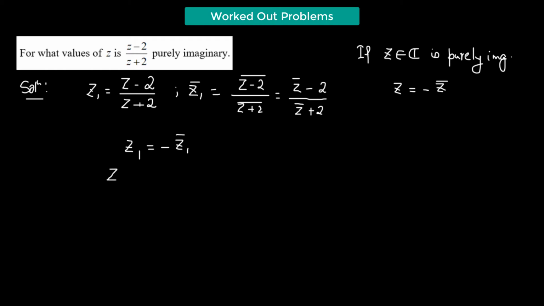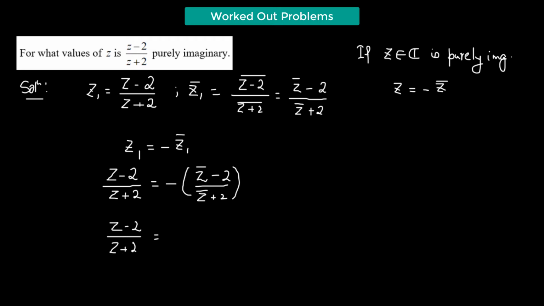So let us substitute the value. So we have (z - 2)/(z + 2) is equal to negative times (z bar - 2)/(z bar + 2). We can arrange this and we can multiply the negative 1 on the right hand side with the numerator, and that will give us 2 minus z bar. So we arrange accordingly the denominator. The terms in our denominator will become 2 plus z bar.